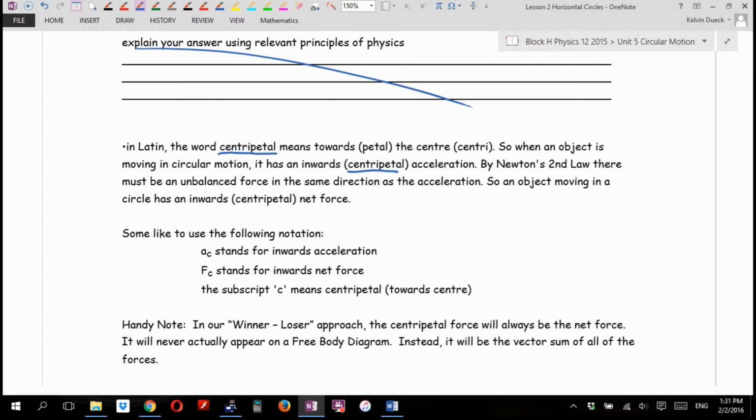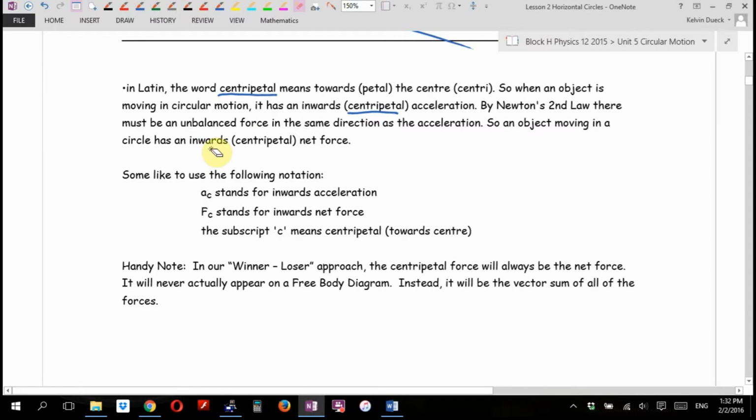By Newton's second law, there must be an unbalanced force in the same direction as the acceleration. First or second law works there. What they're really saying is F equals ma, the F direction comes from the a, because m's a scalar. So an object moving in a circle has an inwards centripetal net unbalanced force.